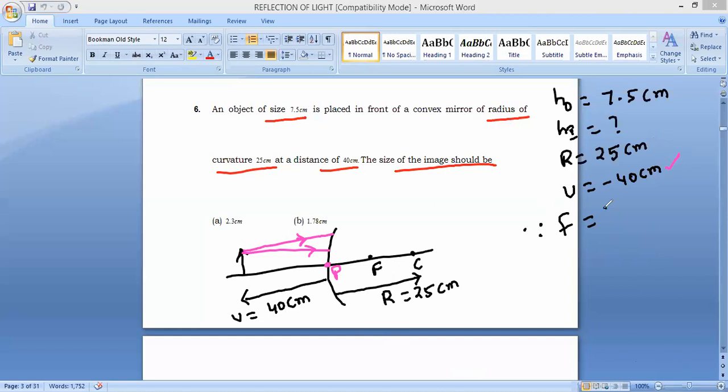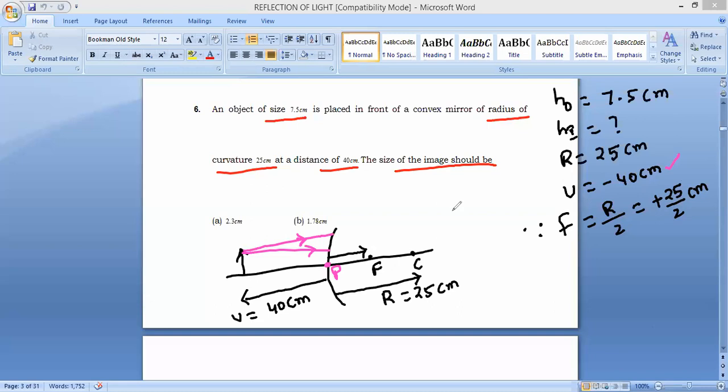Since f equals r by 2, that is 25 by 2. Focal length is measured from the pole towards the right, so focal length will be positive. 25 by 2. There is no need to write positive.